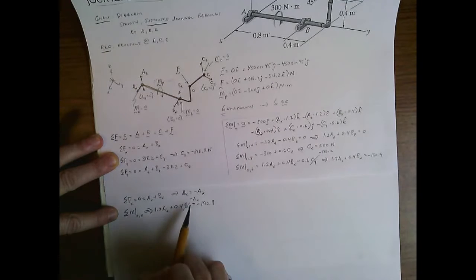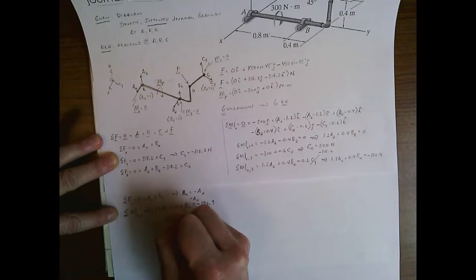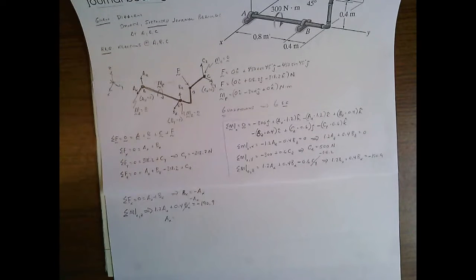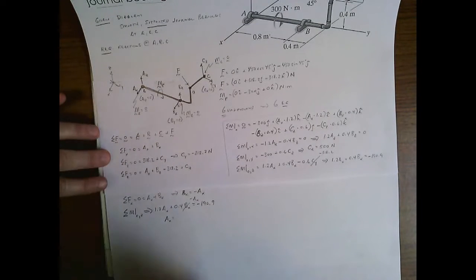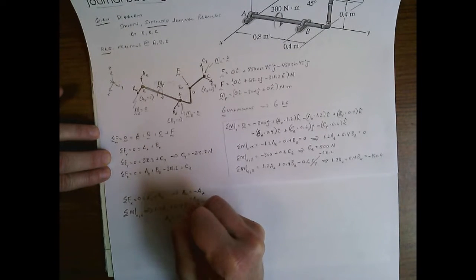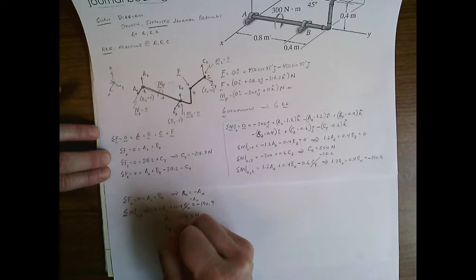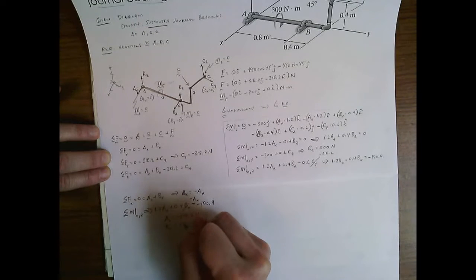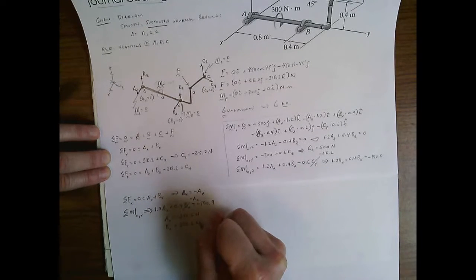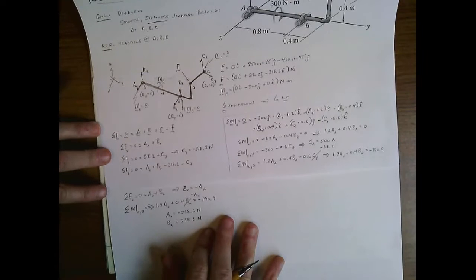So I can plug in negative AX for BX. So that's 0.8 AX equals negative 190.9. AX is equal to 190.9 divided by 0.8, which gives me 238.6. That's a negative 238.6 newtons, which means that BX, the negative of that, is positive 238.6 newtons. Cool.